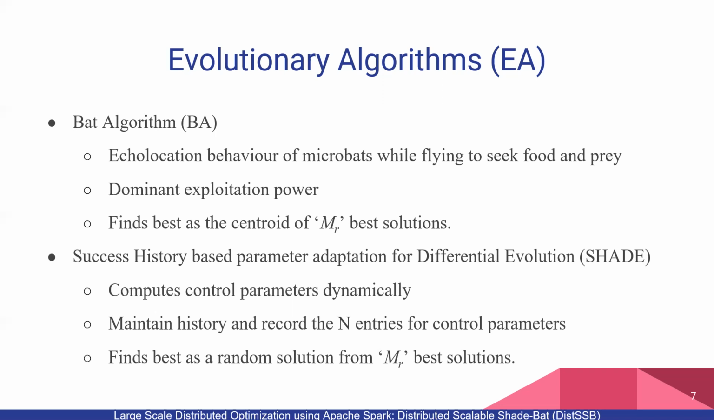Shade uses a parameter adaptation mechanism using the history of successful parameter settings. It also stores the mean value of control parameters, which are the crossover rate and scaling factor. These settings guide shade in the selection of future control parameters. Shade finds the best solution randomly from a few fittest solutions.